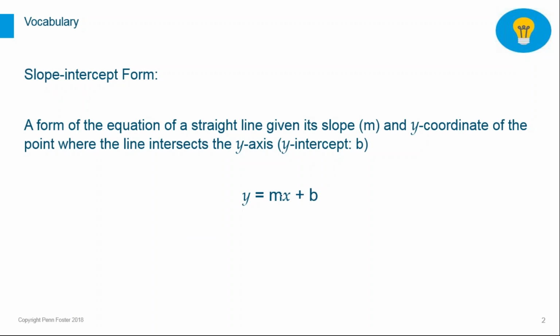Just to remind you, the m here represents the slope of the line, and b represents the y-intercept of the line, where the line intersects with the y-axis.